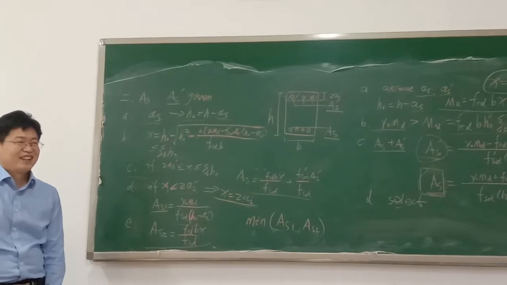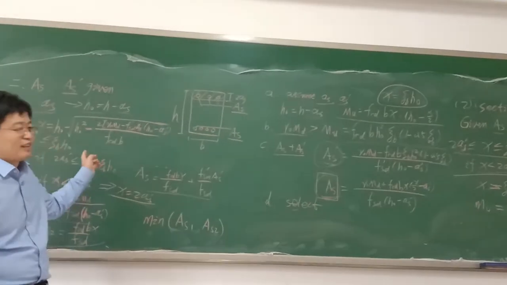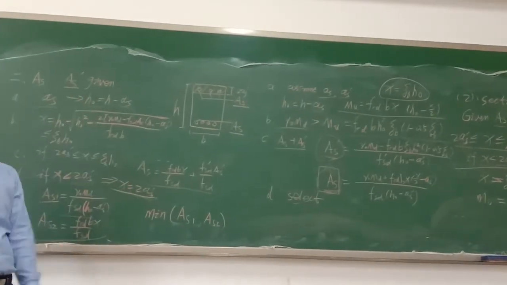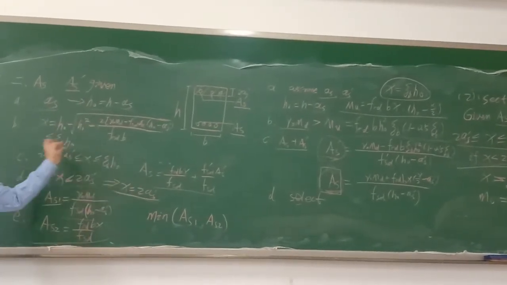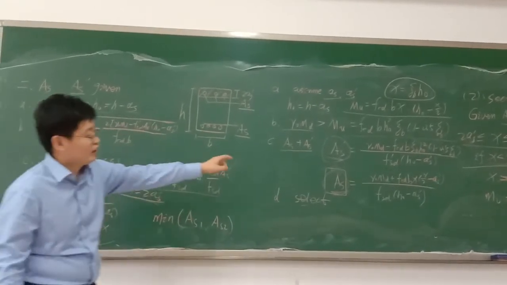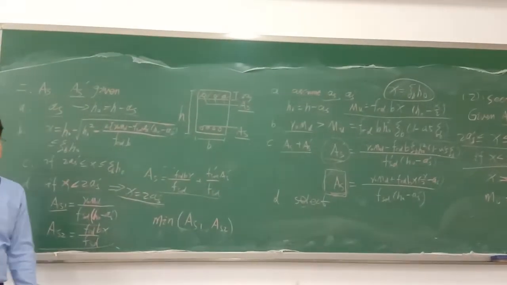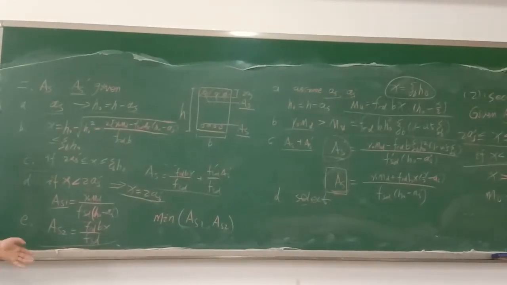A bit. Now see, this one is when we don't know AS and AS prime. But this one is when we know AS prime, and we don't know AS. It's different, you see. In this we calculate x. In this we calculate mu. So that's the difference. So now we remember it.